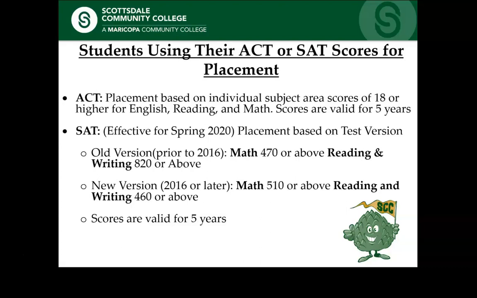SAT scores. Students using their SAT scores for placement must ensure the following. For the math placement score, there are 2 versions of the SAT that are accepted. The old version, which are SATs taken prior to 2016, and the new version, which are SATs taken in 2016 and after. Students using math placement using their SAT scores must ensure that if using the old version, they have a score of a 470 or higher. For the new version, students must ensure that they have a score of a 510 or higher.